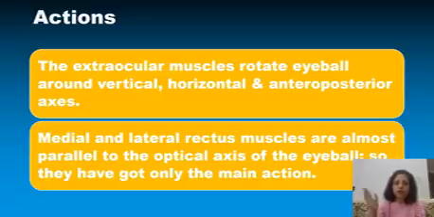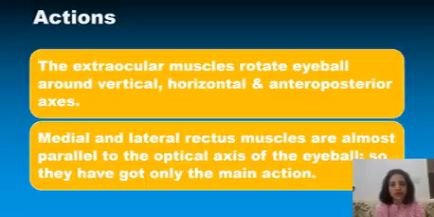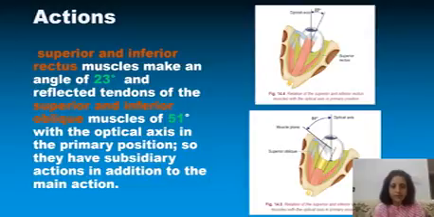The extraocular muscles rotate the eyeball around the vertical and horizontal and the anteroposterior axis. The medial and the lateral rectus are mostly parallel to the optical axis. So they have only one action, that is to rotate the eyeball either medially or laterally.